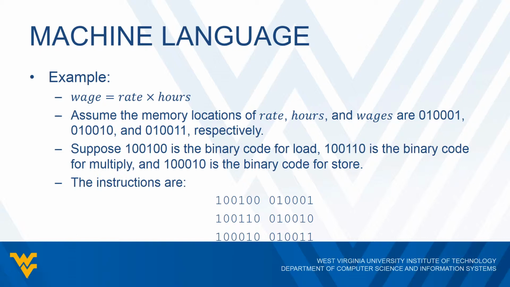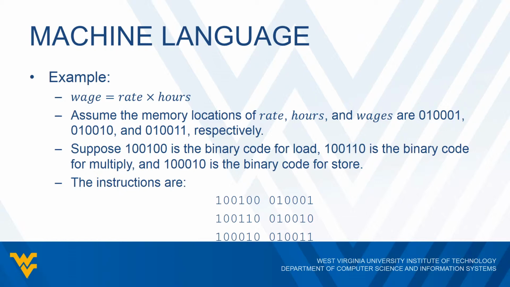The second line, 100110010010, that is going to multiply our hours. So that is where we're going to take what's already in our register, which is the rate. We're going to then multiply it by the value that's stored in the hours address.